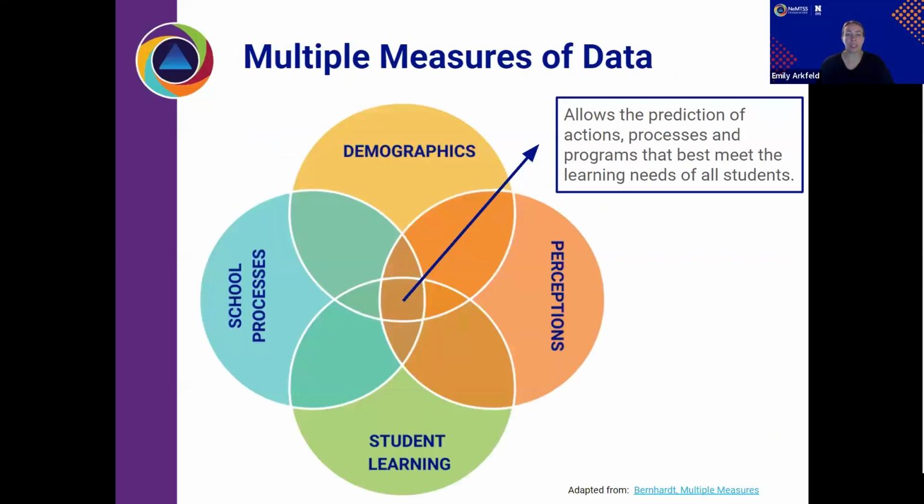A student support team will have many data sources to turn to as they move through the decision-making process. According to Bernhardt, multiple measures of data would include demographics, perceptions, school processes, and student learning. And when these sources of data intersect, a student support team can determine the best actions, processes, and programs to best meet the learning needs of the student.